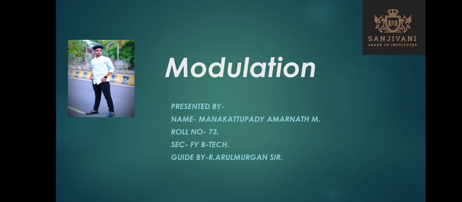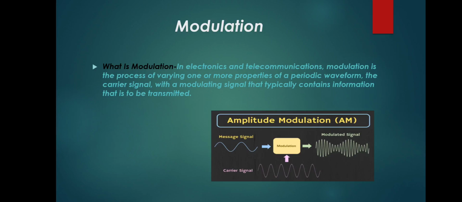So let us start without any delay. Modulation. Actually, what is modulation? In electronics and telecommunication, modulation is the process of varying one or more properties of a periodic waveform, the carrier signal, with a modulating signal that typically contains information that is to be transmitted.